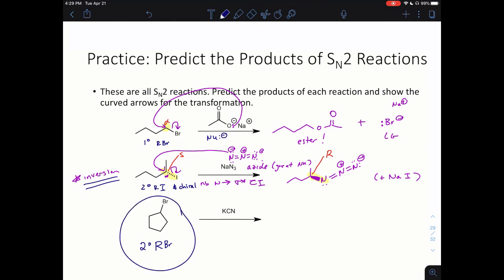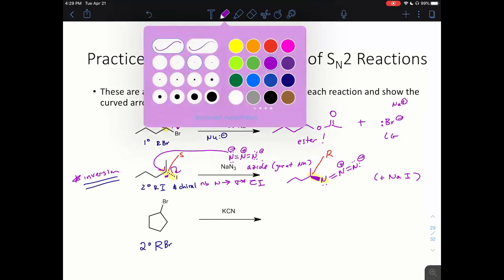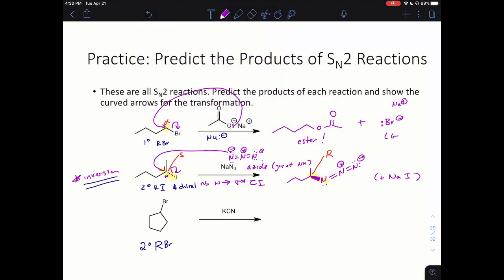Okay, so a secondary alkyl halide, it is achiral, and we're reacting it with potassium cyanide. Now, cyanide is a wonderful, really excellent nucleophile, and potassium is just a spectator because you can't buy a bottle of an anion. So we're going to have the non-bonding pair of electrons on carbon of cyanide attacking sigma star C-Br, and that breaks the carbon-bromine bond. And then we end up with this alkyl nitrile.